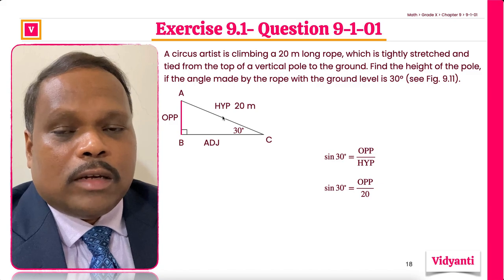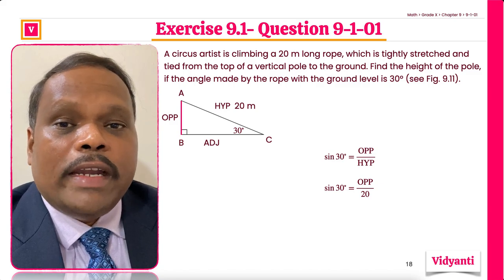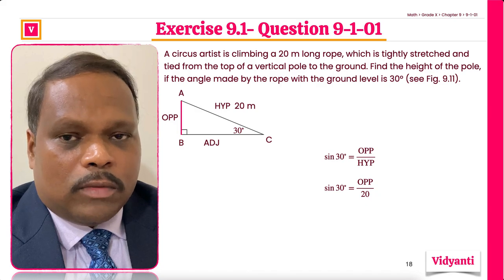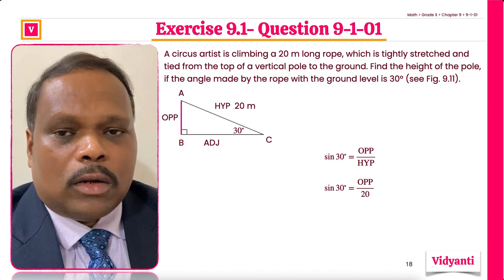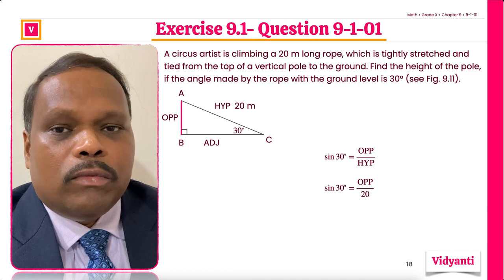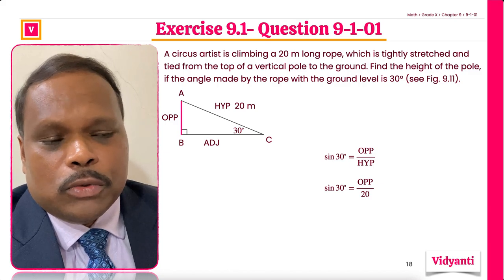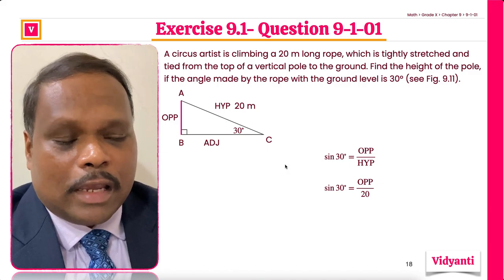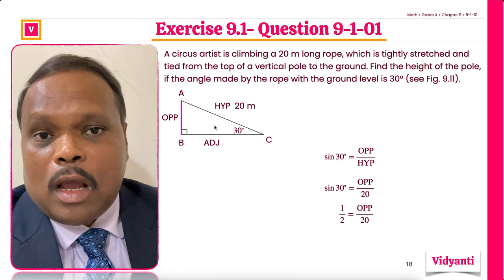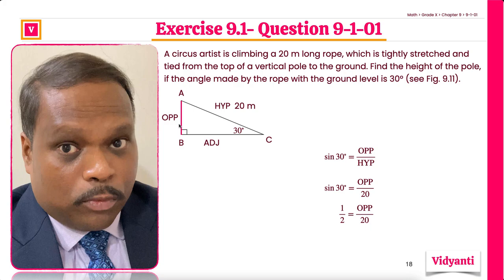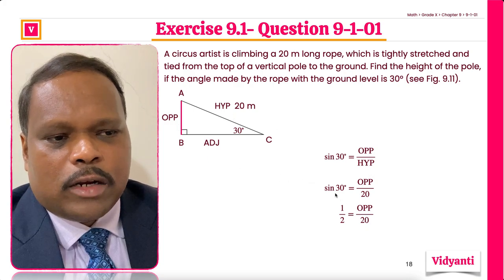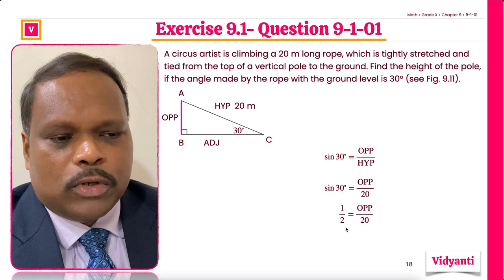So the second most important thing in this one is, after drawing the right triangle and marking the given information on it, to identify which trigonometric ratio you are going to use. In this case, we are going to use sine, which is opposite over hypotenuse. Opposite is the pole, which we don't know but want to find out, and hypotenuse is 20, which we know. So it's the matter of sine 30, which we already know is half.